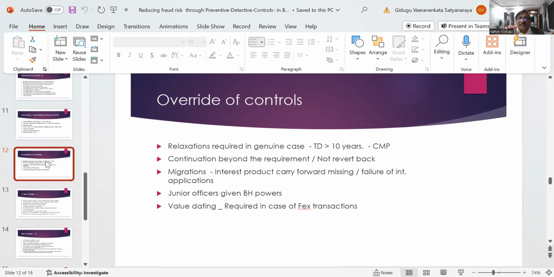So value dating is flexible, but it may calculate a wrong interest, or interest may have been applied wrongly by the staff, either intentionally or unintentionally.